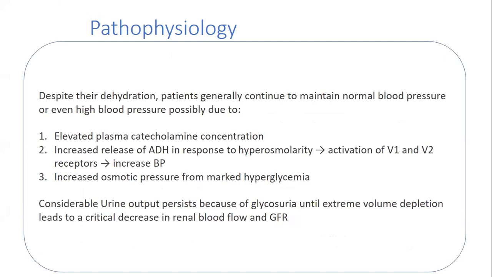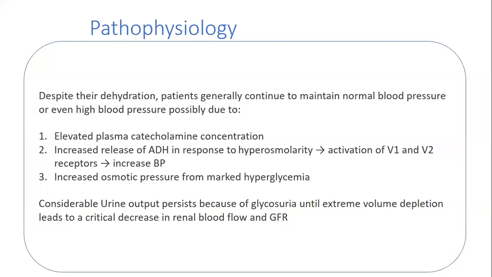So here, I just want to emphasize that despite these patients losing a lot of fluid through osmotic diuresis, some of them, most of them actually, maintain their normal blood pressure or even have high blood pressure. And this is usually because, one, there's elevated plasma catecholamine concentration. Remember, we've said you have low insulin, there's an increase in counter-regulatory hormones, and one of them is catecholamine. And we know catecholamines can actually increase blood pressure.